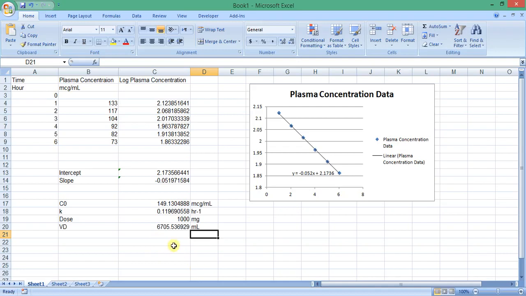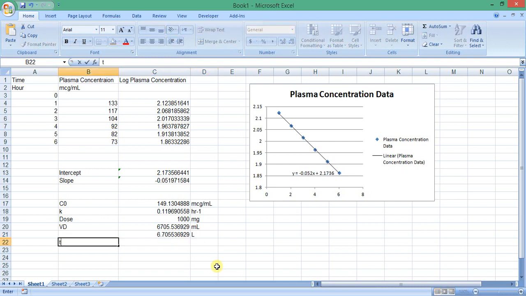The volume of distribution is often expressed in liters rather than milliliters. For this purpose, to convert it from milliliters to liters, we divide this value by 1000. So we can write it here: insert a new equation equals this value selected and then divide by 1000. This is the volume of distribution in liters.